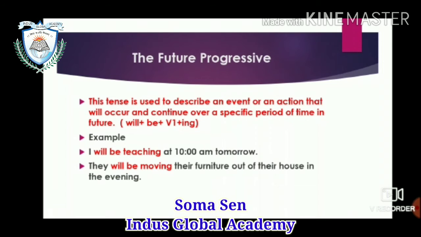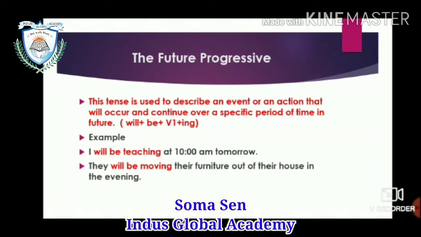Let's move on. The future progressive or the future continuous. This tense is used to describe an event or an action that will occur and continue. Continue means it will be in ing form. So progressive tenses we all know by heart by now. All progressive tenses are in their ing form over a specific period of time in future. Example, I will be teaching at 10 a.m. tomorrow. So the verb form will be will plus be plus verb 1 plus ing.